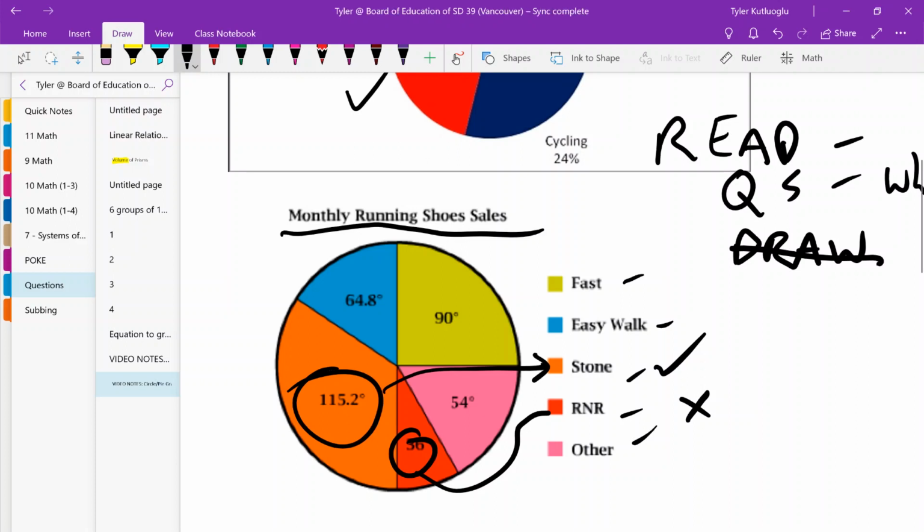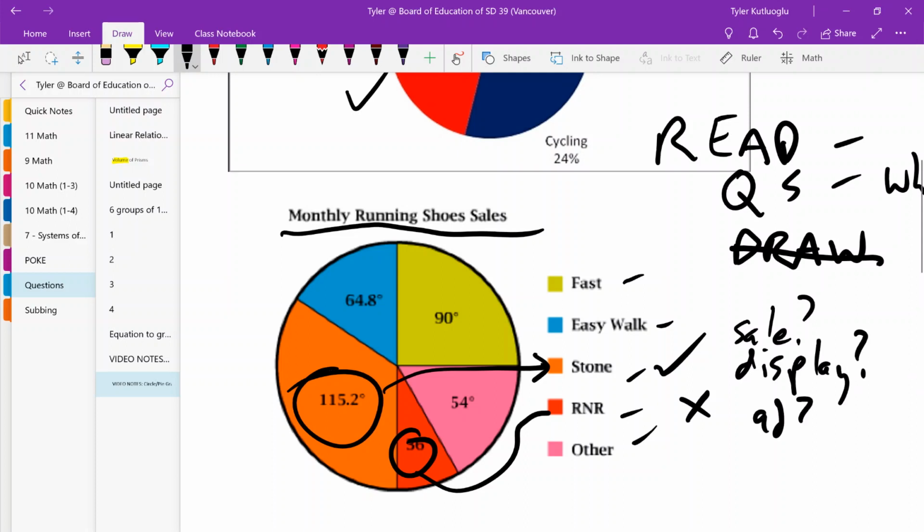So for Stone, we want to say, why did it do so well? Was there like a sale going on? Did we have extra, did we display them properly? Was there some kind of advertising going on that made it so people wanted these shoes? And the same questions go for R&R, like what was going on that made people not like them so much, and how can we fix it? That's the main thing we're thinking about, is how to take the information and make a change to make it work better for us in the future.